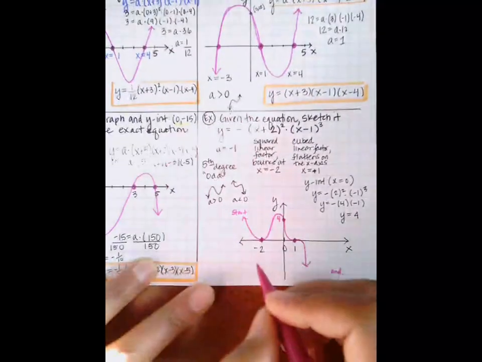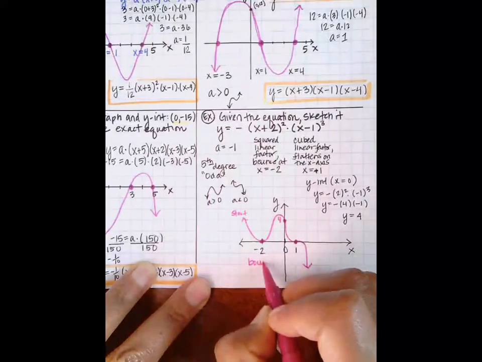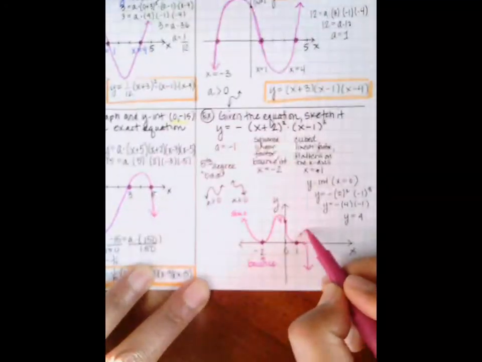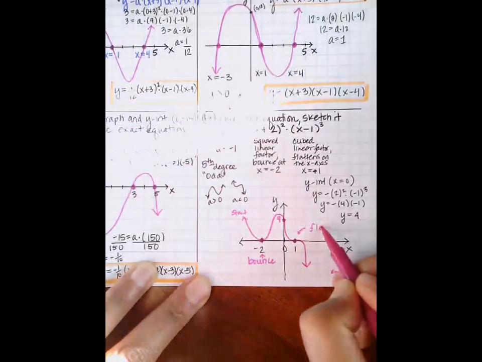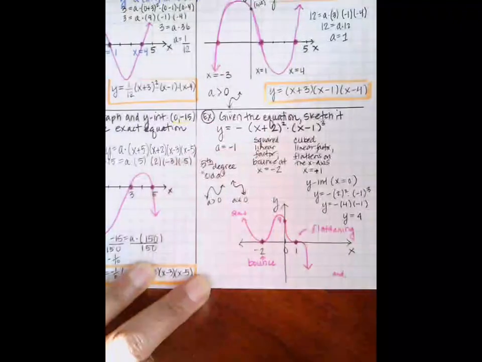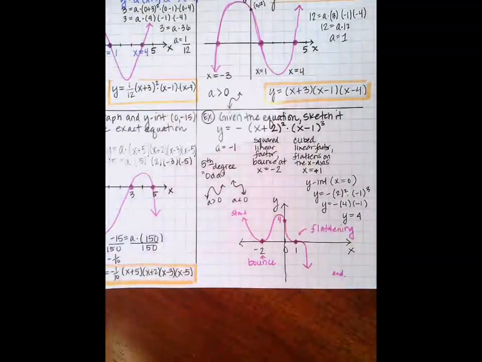So again, right here, there's the bounce. And that bounce happens again at negative 2. And notice right there, there is a flattening of the curve. And that flattening happens because of the fact of the cubed linear factor.